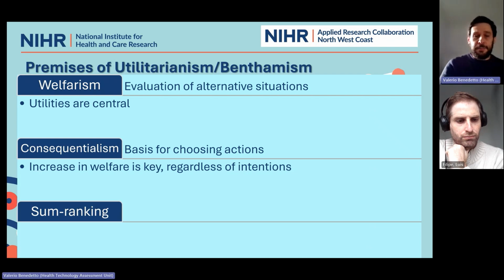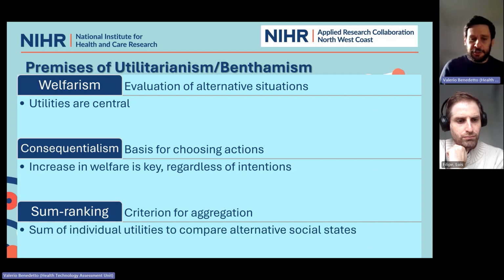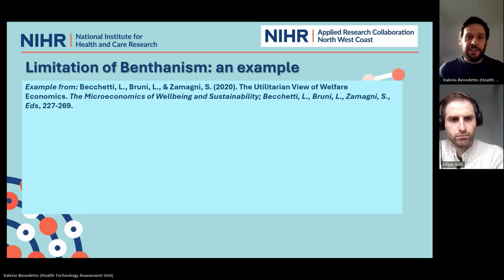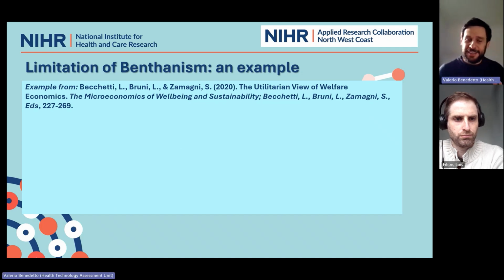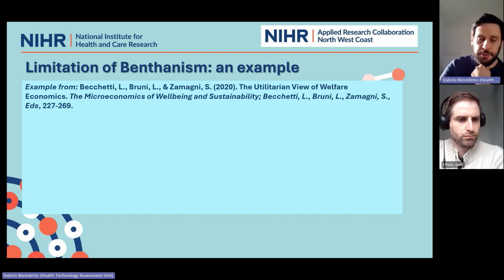And then the third premise of Benthamism is sum ranking. Sum ranking is the criterion for aggregating all the individual preferences and utilities. And in particular, we're trying with Benthamism to adopt all the individual utilities to compare alternative social states. Now, let's have a look at an example which might show some limitations with the Benthamism approach. This example comes from these references, which you can see here at the top of the slide.